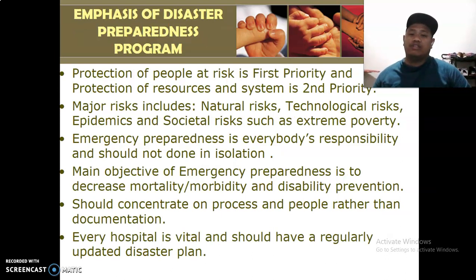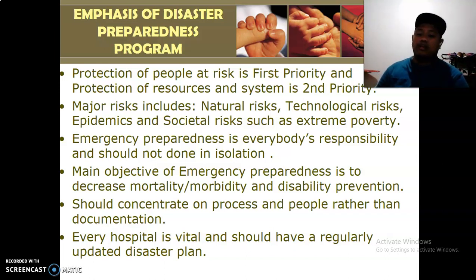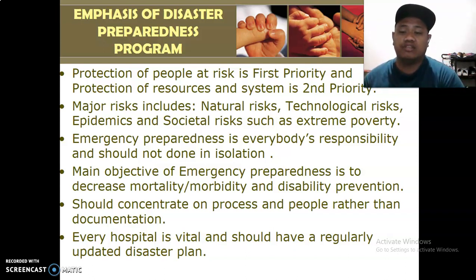Protection of people at risk is the first priority, while secondary po ang resources tsaka system. Major risks include natural risk, technological risk, epidemics, and societal risks such as extreme poverty. So emergency preparedness is everybody's responsibility and should not be done in isolation. The main objective of emergency preparedness is to decrease mortality, morbidity, and disability, and prevention.